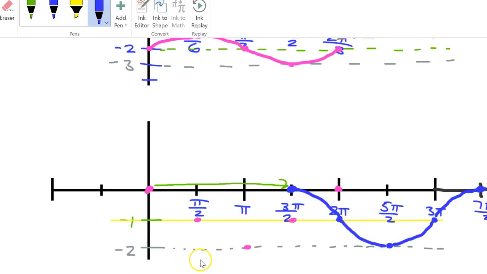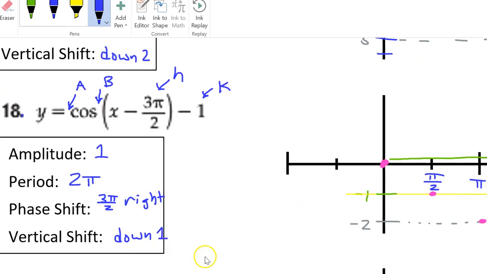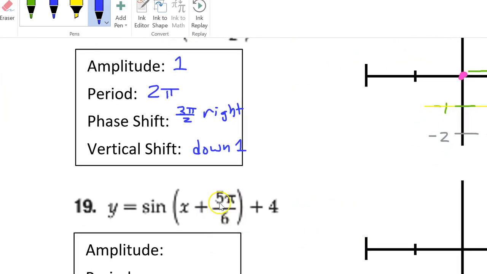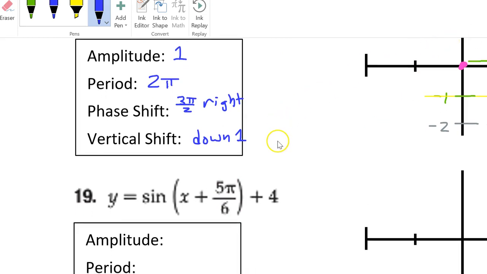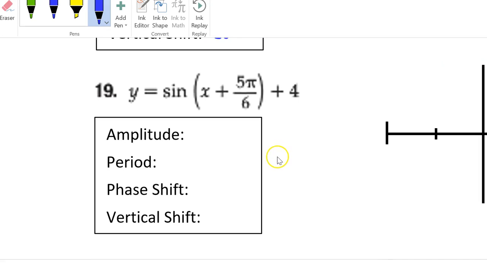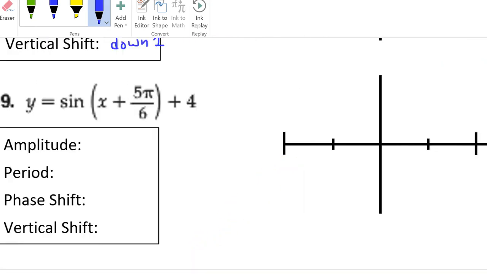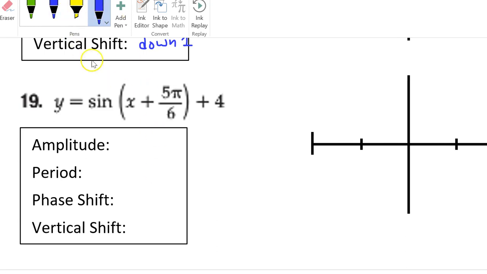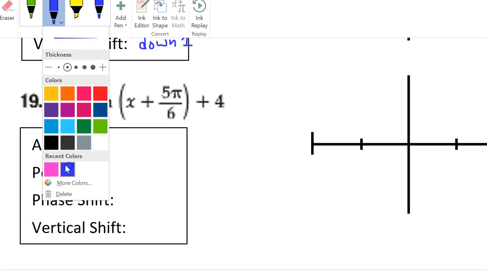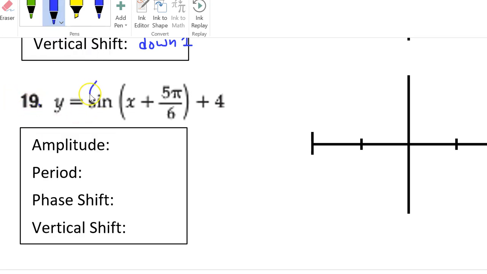Alright, there it is. That is the answer to number 18. Okay, I'm going to go ahead and squeeze in one more problem here. Let's do number 19, and that'll be it for this video. Okay, so for number 19, the A value is right there.